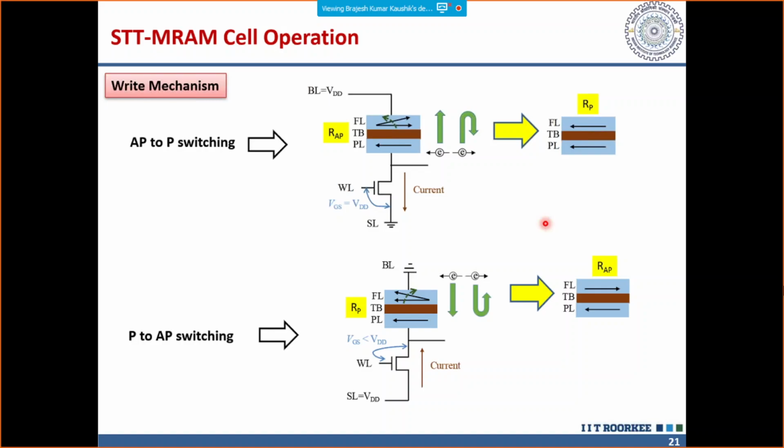STT-MRAM cell operations, as I said, this is something current that you have to apply from the top to bottom, and that will be switched on device using this transistor. And when you have to flip the state the other way around, you'll apply this current from bottom to top. So you need to ensure that the current either goes up or down using these kind of mechanism. And that is how you switch the states from anti-parallel to parallel or parallel to anti-parallel state.